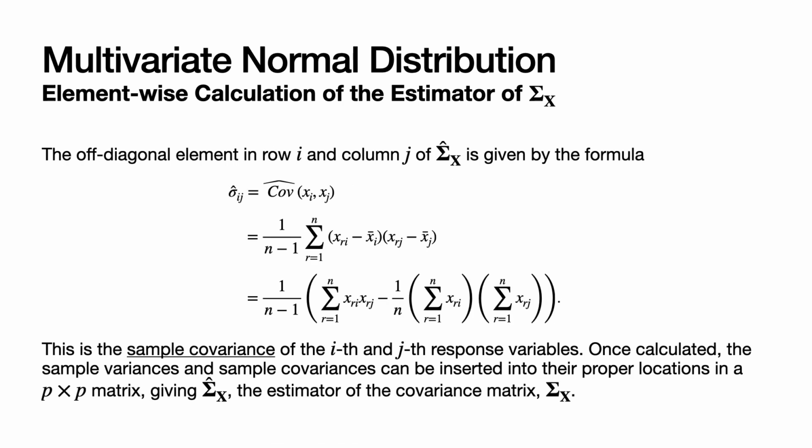The off-diagonal element in row i and column j of cap sig hat sub x is denoted by lowercase sigma hat sub ij, which is the estimated covariance of the ith and jth response variables, and is given by both of the formulas shown here. This is the sample covariance of the ith and jth response variables. Once calculated, the sample variances from the previous slide and the sample covariances shown here can be inserted into their proper locations in a p by p matrix, giving cap sig hat sub x, the estimator of the covariance matrix cap sig sub x.